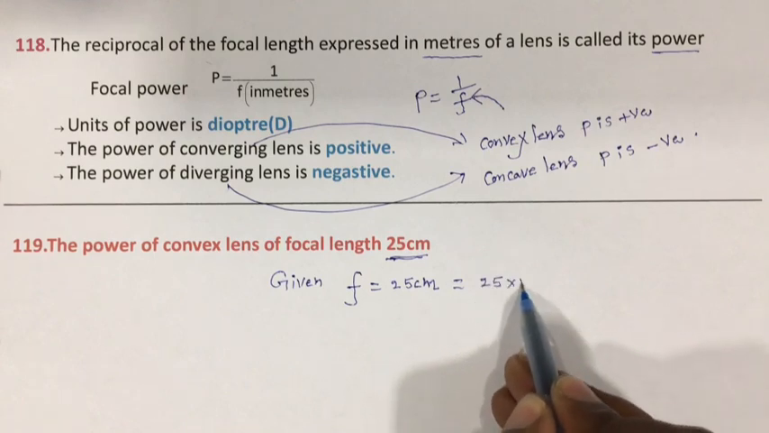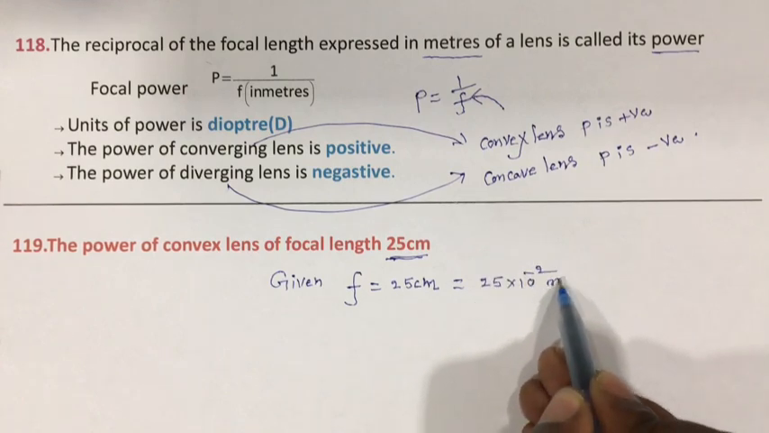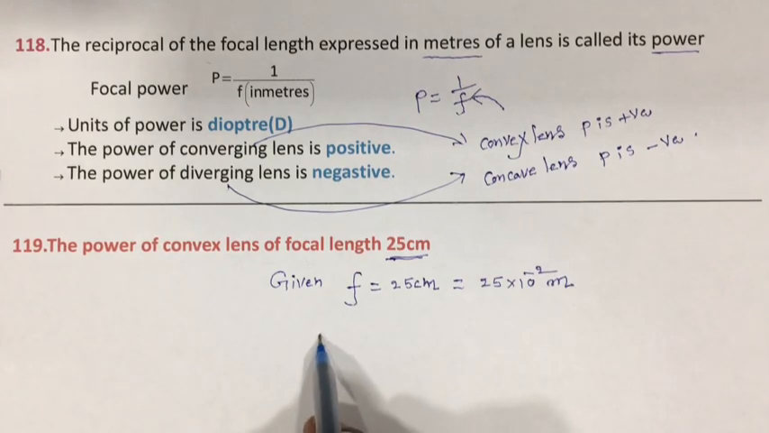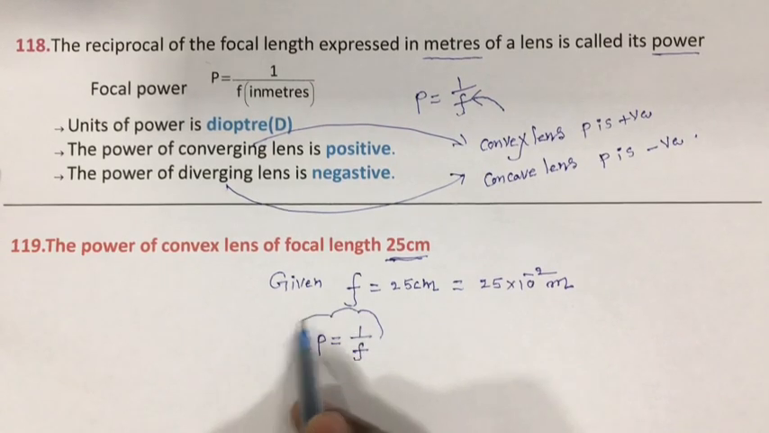25 into 10 to the power of -2 meters. What is the formula for power? Power is equal to reciprocal of focal length, 1/f.